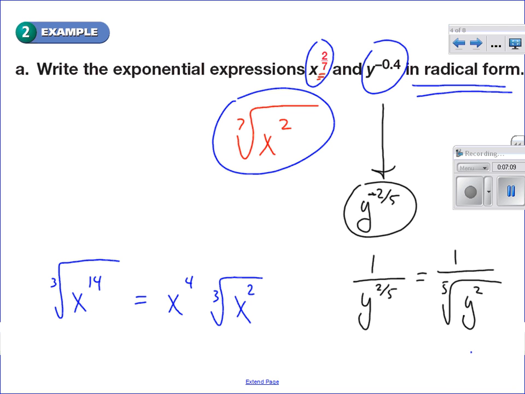Now, the only reason I don't love this problem here is because look what we've left. We've left a radical in the denominator, and we typically don't do that. But if they just say put it in radical form for this type of problem, we're okay with that. But typically we do not leave radicals in the denominator. Okay?